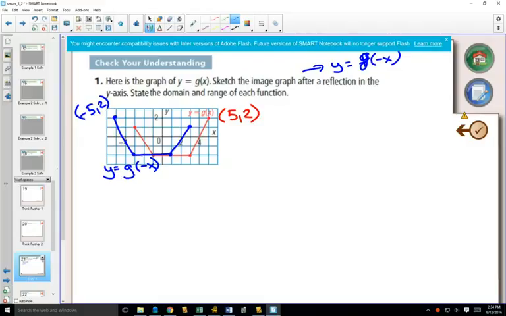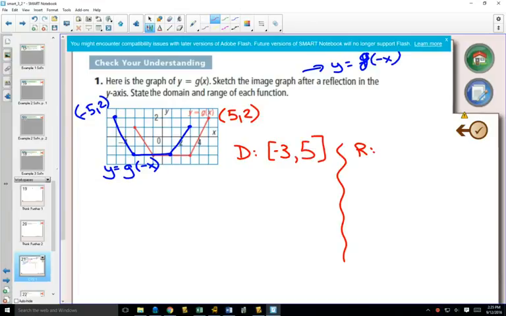We want to state the domain and range of both of these. This time I'll use interval notation. So with interval notation, we start with the smallest value. Domain is our x values. The smallest x value is negative 3, and that value is included, so we use a square bracket. And the largest x value is 5, and that value is included.